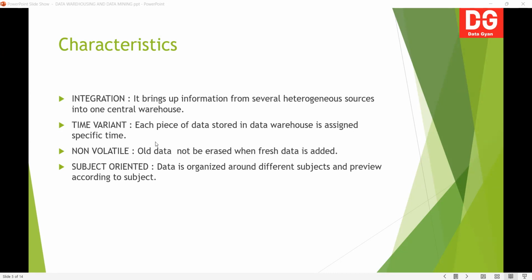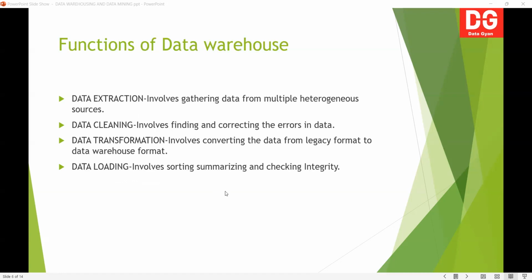Along with that, one more characteristic is non-volatile. Non-volatile means suppose the old data is already stored and we are storing new data. It doesn't mean that the old data will be erased. The old data will also remain in the data warehouse. Then subject oriented. Subject oriented means data is organized around different subjects. As in the example, there is different data according to the subject, like COVID-19 or some war that happened. According to the war, there is some data. So there is different data according to the subject.